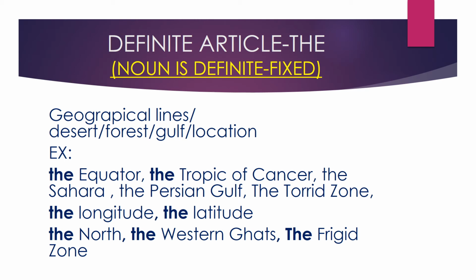We use the to write about geographical lines, deserts, forests, gulfs, or locations. For example, the equator, the Tropic of Cancer, the Sahara, the Persian Gulf, the torrid zone, the longitude, the latitude, the north, this is the direction, the north, the Western Ghats, the frigid zone. So because these locations on the globe are also unique, they are one of their kind, we always use the definite article because it is fixed.